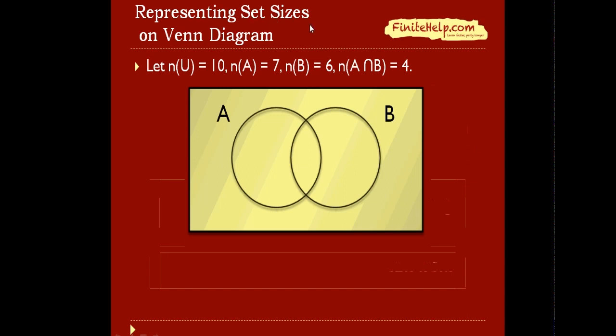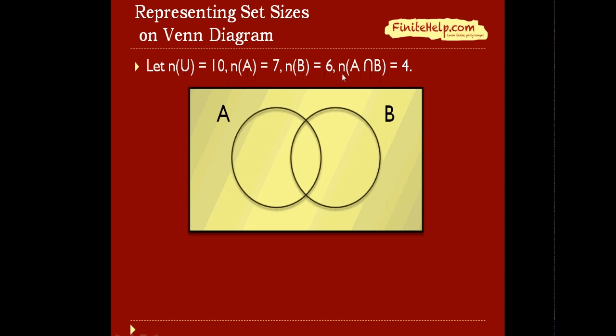In this section, we're going to represent set sizes on the Venn diagram. So here, we'll let the number of elements in the universal set be 10, the number in A to be 7, the number in B to be 6, and the number of A intersect B to be 4.